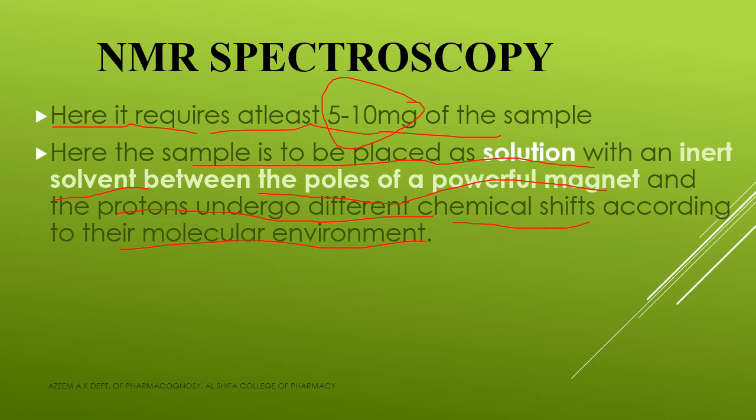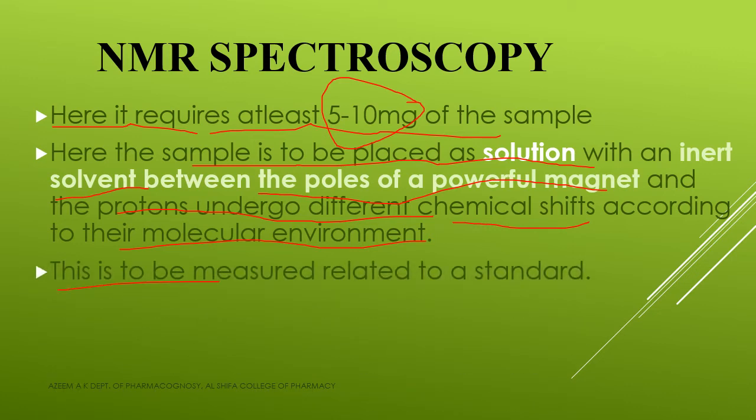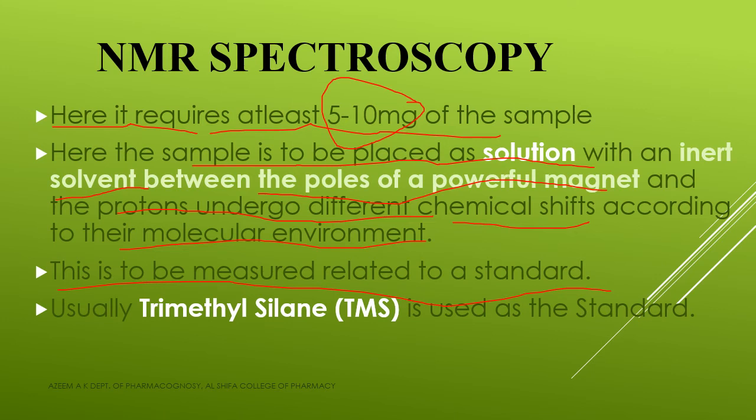Clear? So the sample should be converted into solution, and that can be done with the help of an inert solvent. Then it should be placed between the poles of a powerful magnet. Then the hydrogen atoms will undergo different chemical shifts according to their molecular environment. And this is to be measured with a reference standard. Each shift we have to measure with the help of a standard, and usually trimethylsilane or TMS is used as a standard in NMR spectroscopy.